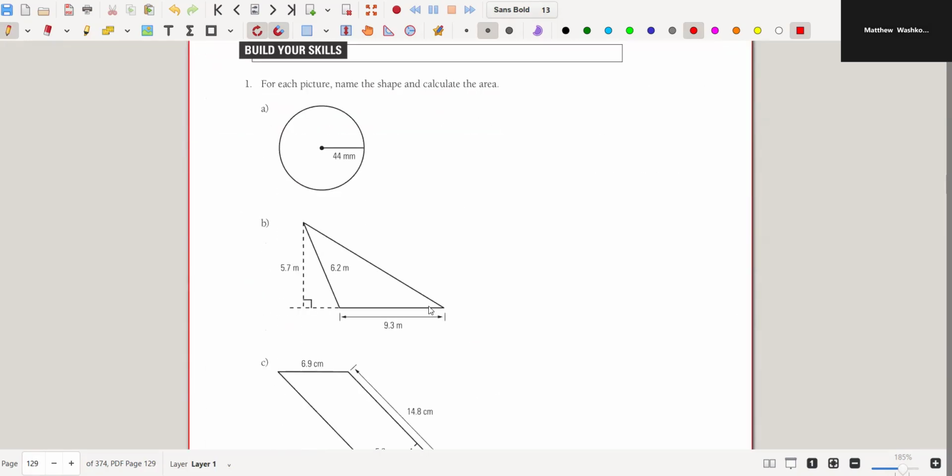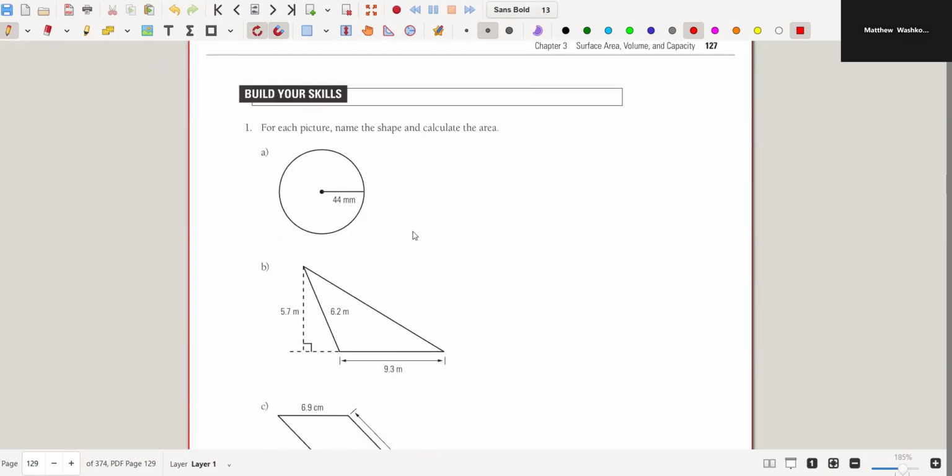So for this one here, little bit different shapes. First thing I need to do here is, one, name the shape, two, calculate the area. This one's pretty easy. It's a circle, right? Now, question two here, however, what's the area?